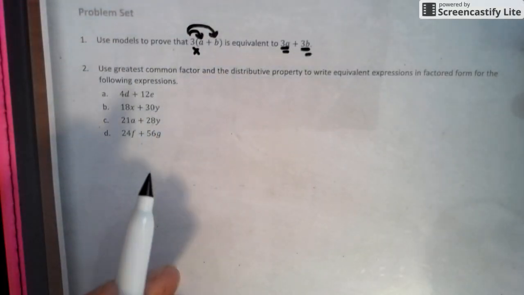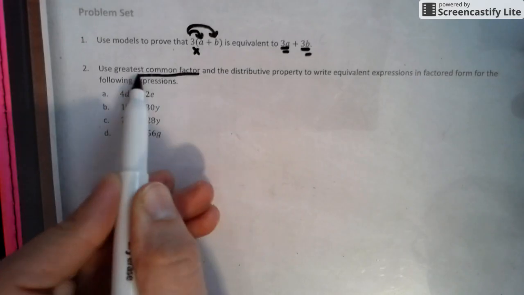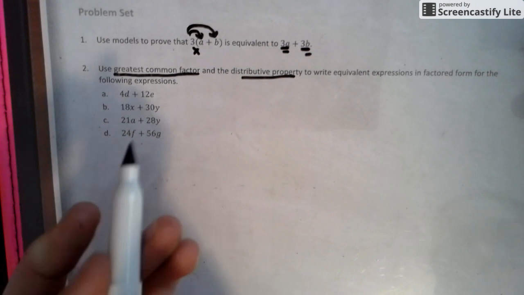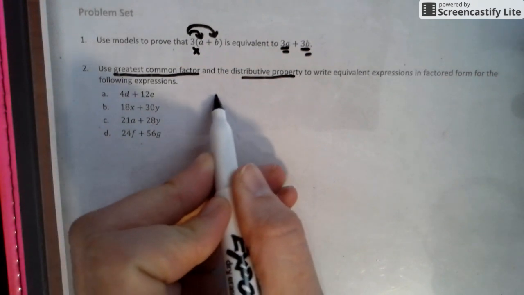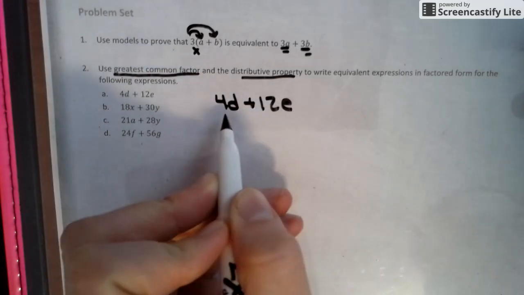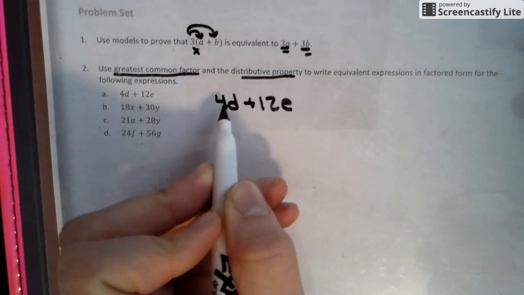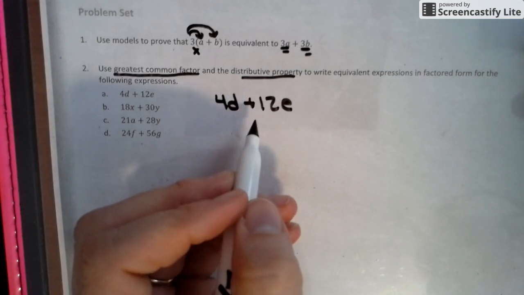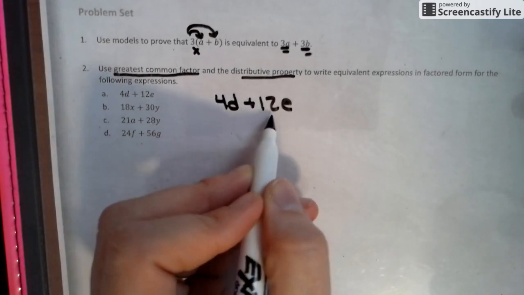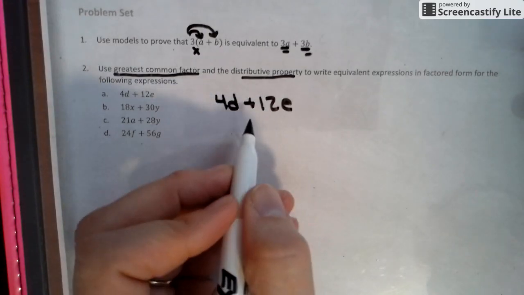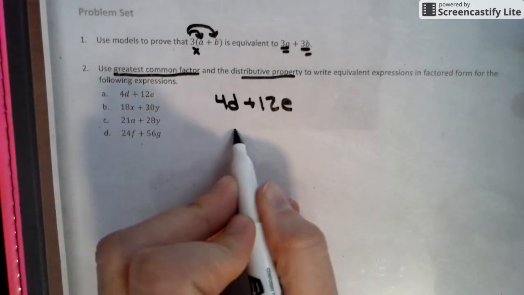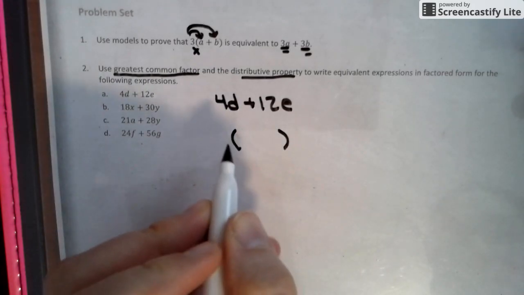All right, so we're going to use greatest common factor, something we've already done this year, and distributive property to rewrite these. So we're going to take the 4D plus the 12E, and we're going to look at this and say, what is the greatest common factor between a 4 and a 12? That means what can go into 4 that can go into 12 also? And we're going to be dividing that out. And that's the number that's going to be put on the outside of a set of parentheses.